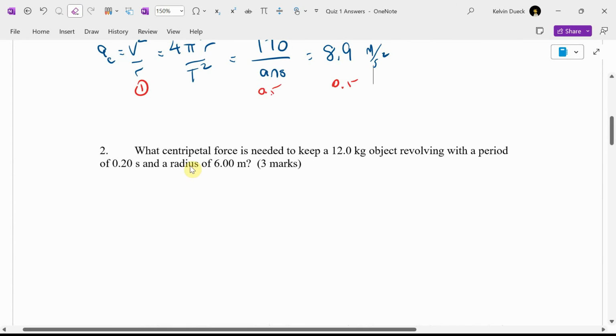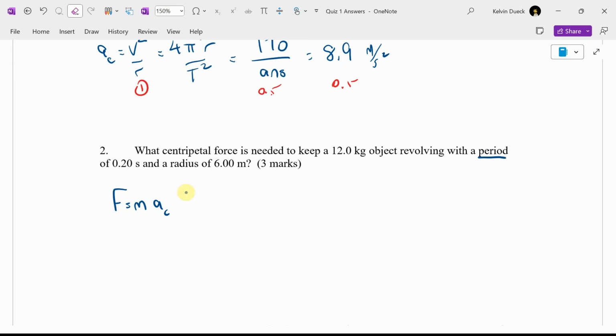Number 2, what centripetal force? No free body diagram here. This is going to be straight F equals ma. They gave me the period, so I'm going to use m, don't forget the m, 4 pi squared r over T squared.